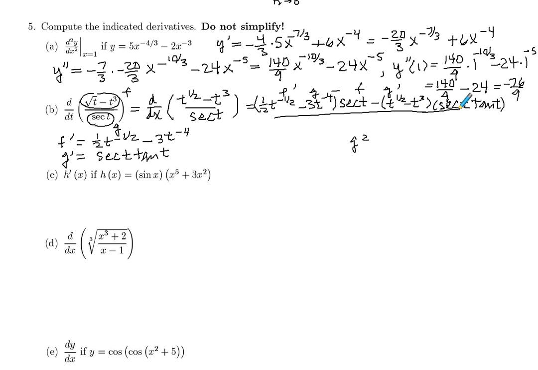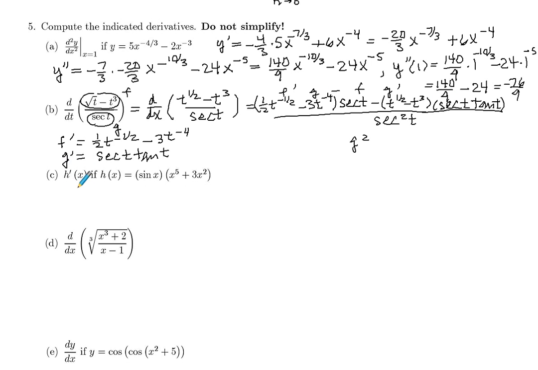And then downstairs we divide by g squared. So g is secant. So we're going to divide by secant squared t. Same thing as secant t squared. And we are not simplifying, so we're done. We did a quotient rule, we don't have to simplify.